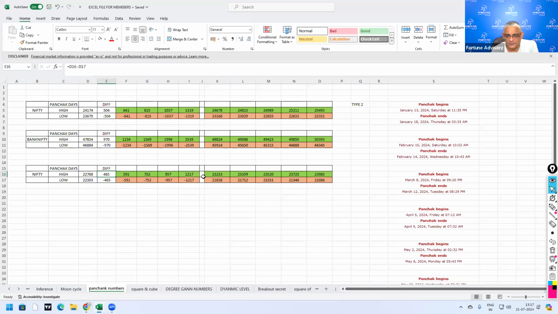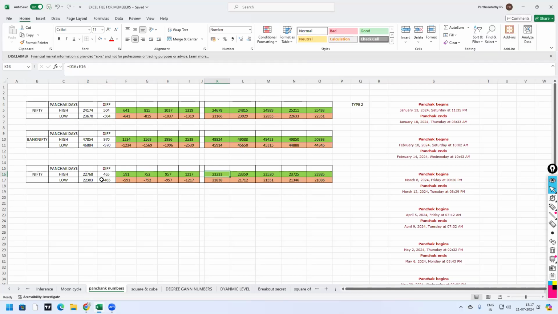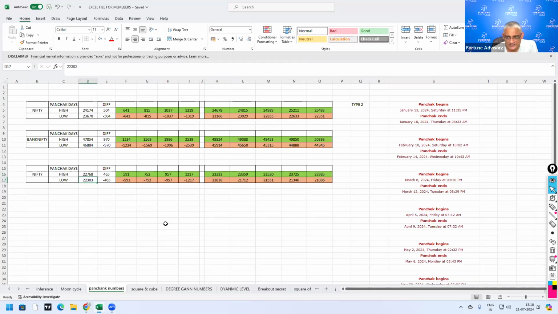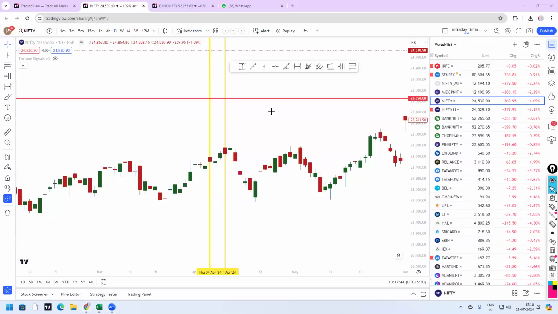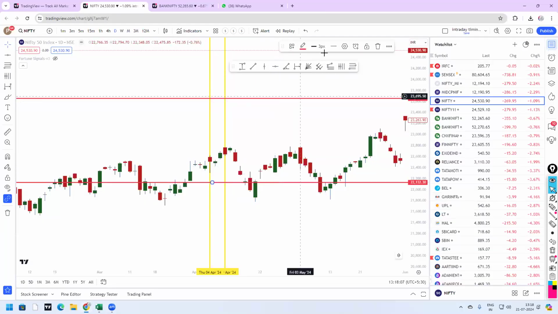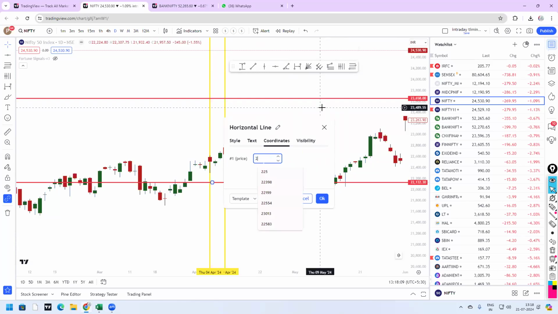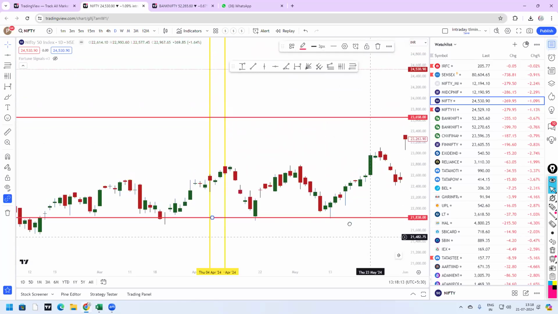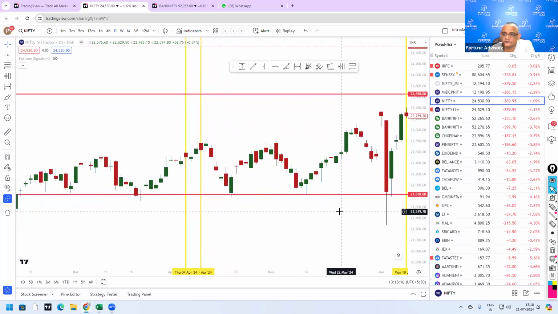So this 465 points not done. So now where do I need to go short? Below 22,303, where is the first target? 21,838. Exact or no? Yes, sir. Awesome.